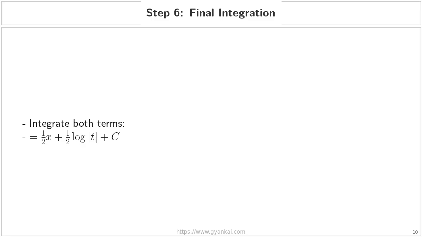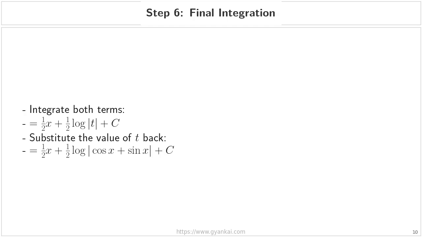Therefore, this gives us 1/2 x plus 1/2 times the natural logarithm of the absolute value of t. And crucially, we must add our constant of integration, which we denote as c. So, we have 1/2 x plus 1/2 log absolute value of t plus c. But we're not quite done yet.